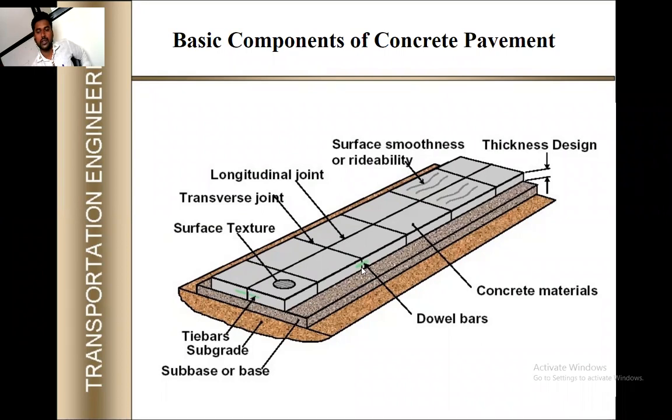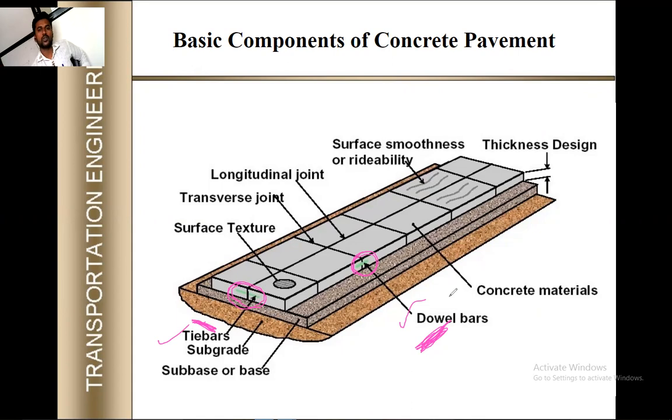Then, if needed, the dowel bars are provided. See here. Dowel bars are provided here, and the tie bars are provided here. If the bars are provided in the longitudinal direction, along the road, they are called dowel bars. If the bars are provided in the transverse direction, across the road, those are the tie bars. Dowel bars and tie bars.